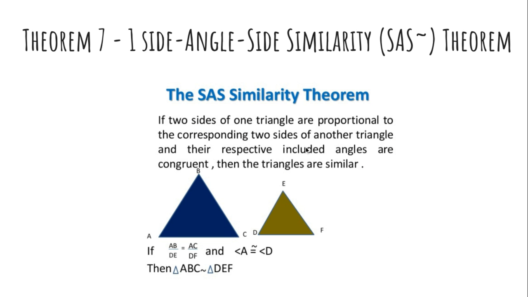Our next postulate, or theorem in this case, is the side-angle-side similarity theorem. Similar to side-angle-side congruence, we have to use two sides and the included angle. In this case, if two sides of one triangle are proportional to the corresponding two sides of another triangle and the respective included angles are congruent, then we can conclude that the triangles are similar. If AB to DE is equal to AC to DF, and angle A is congruent to angle D, then the triangles are similar.